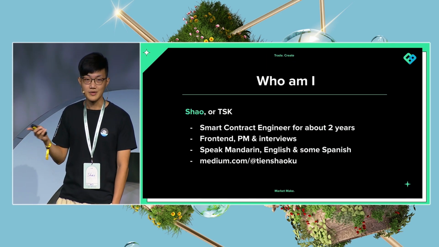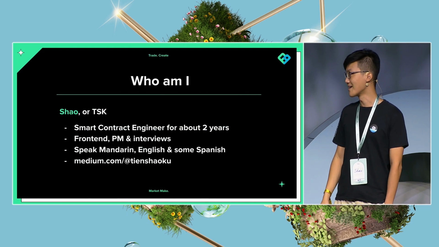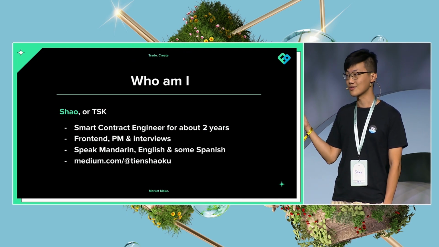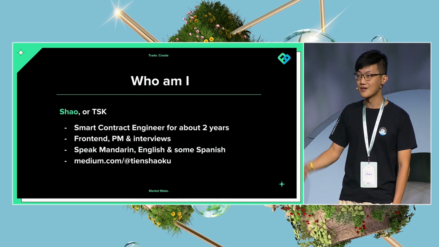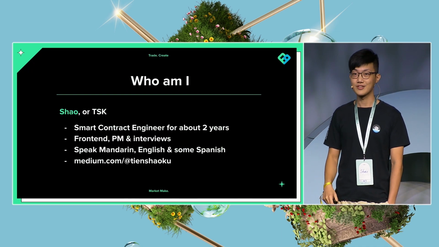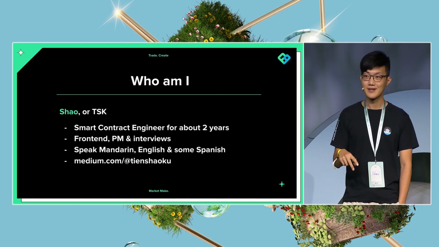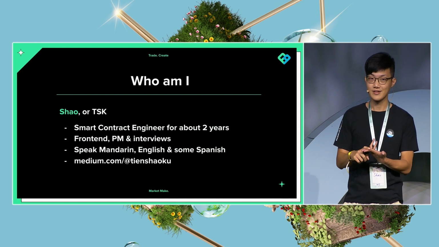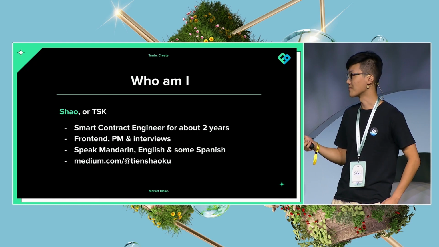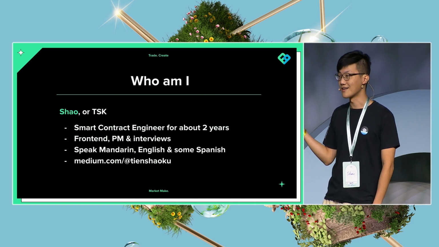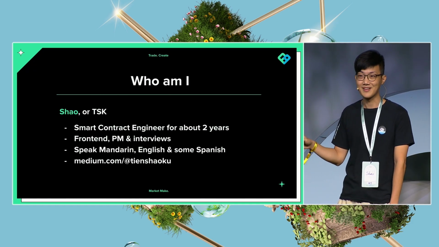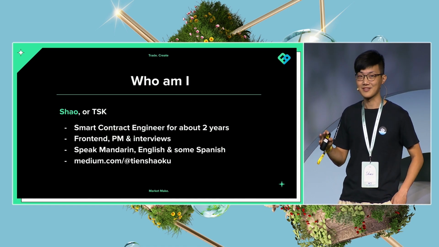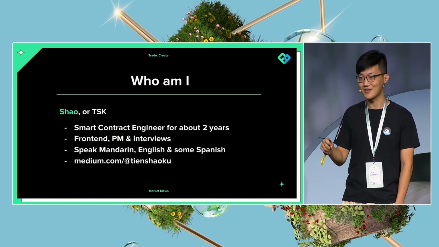Okay, and a bit of self-introduction. My name is Shao, or I use the handle TSK in our Discord channel. I've been a smart contract engineer for about 2 years at Perp. That means I'm responsible for writing smart contracts, testing them, and thinking about what can be the potential attack vectors to our code. I also do some front-end project management, and also did some interviews in the past month. Basically, not right now, because the entire industry is on hiring freezes.